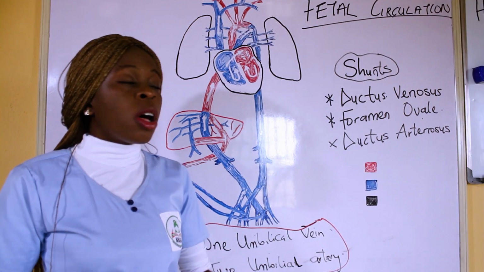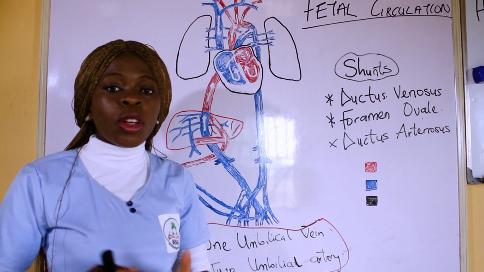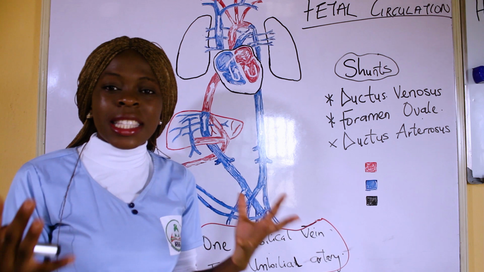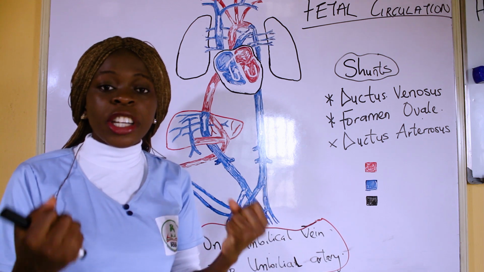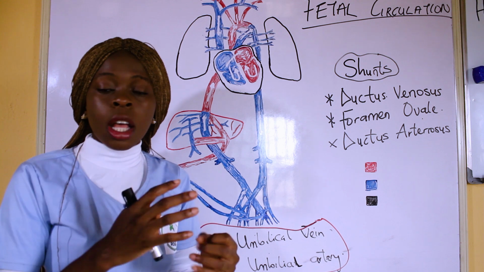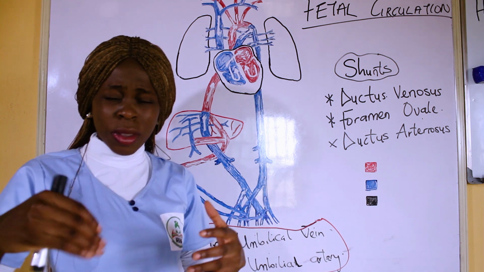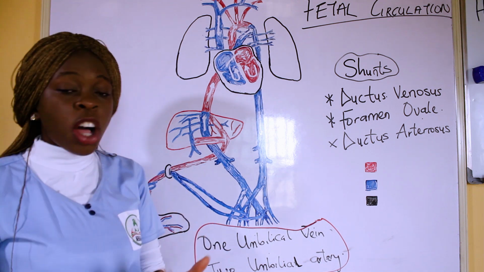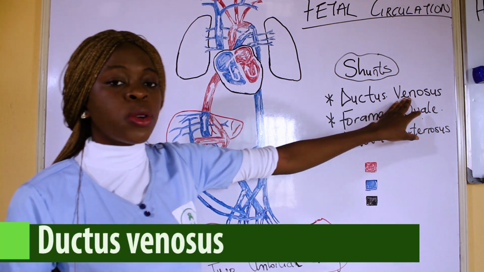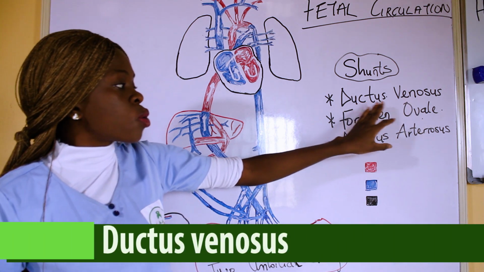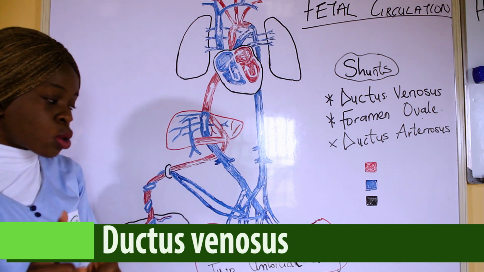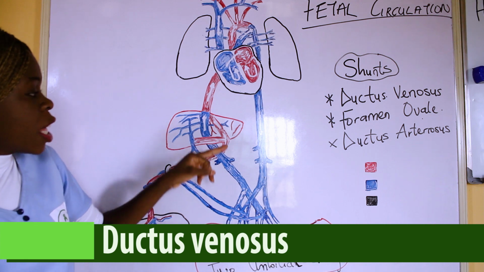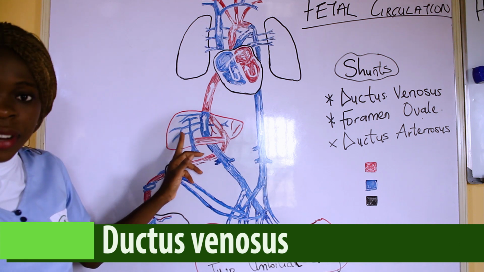So in terms of that of a child, the lungs are not fully developed. The lungs are filled with fluid, so the lungs cannot really oxygenate the blood properly. So we have different shunts in the body that help to shunt blood away from the lungs and other blood vessels. The various shunts that you should take note of, the first one is the ductus venosus. The ductus venosus helps to shunt blood from the umbilical vein to the liver.